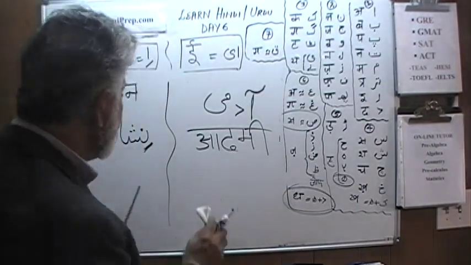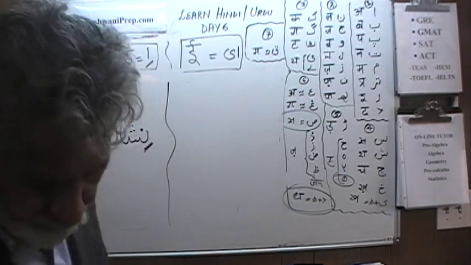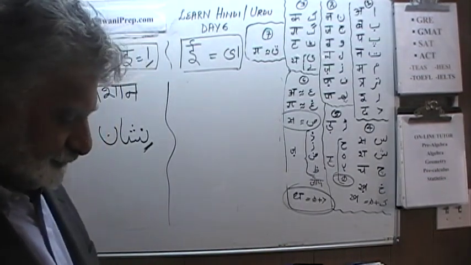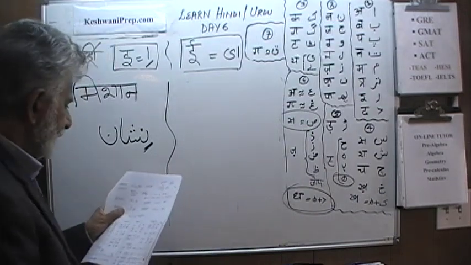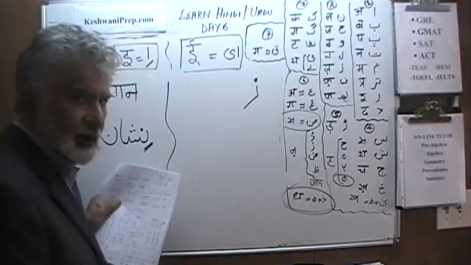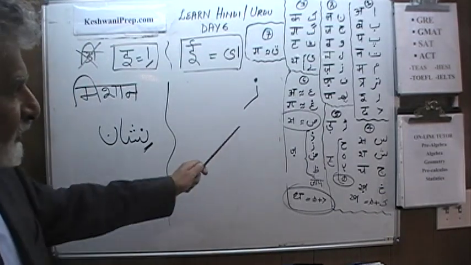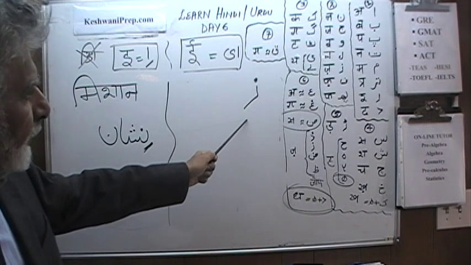Let's write a word with a badi ki matra. Nishan, as you can see, the e sound is very quick. Here's the word. Zeer. We learned this word before, zeer. It makes a z sound. We must have learned it before. I know we'd learned it before. Z.